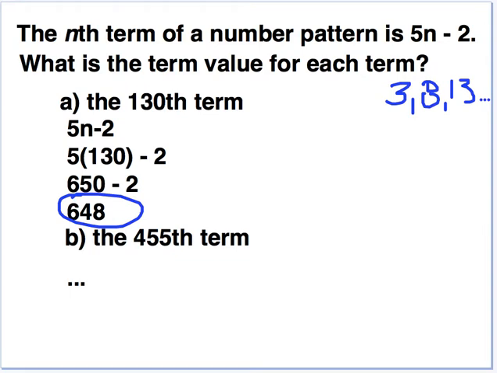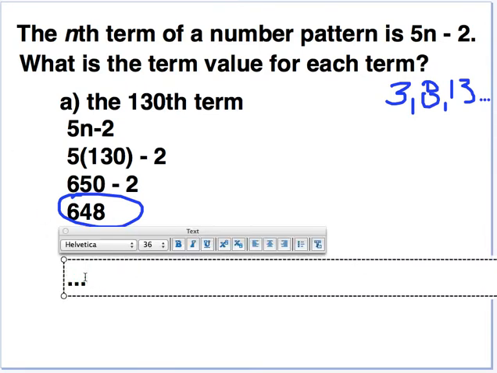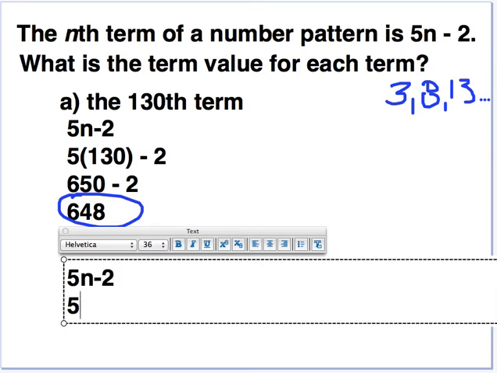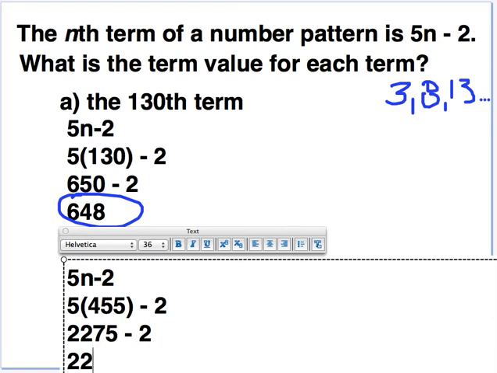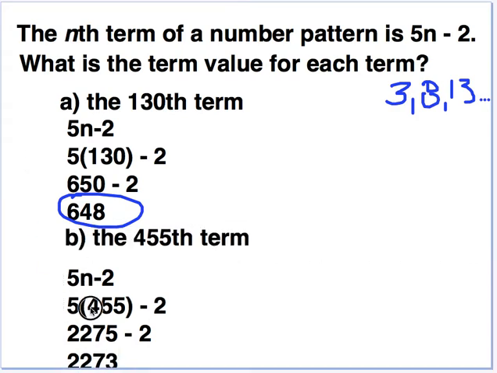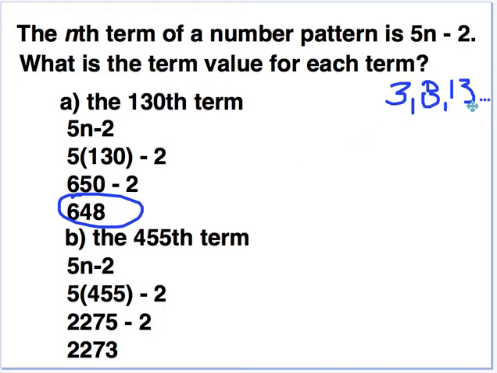Even more ridiculous, what if they ask, what is the 455th term? So you rewrite the expression, 5n minus 2. You replace your n with the number he's asking for, 455, minus 2. 5 times 455, I think it's like 2275. 2275 minus 2. And notice how I write minus 2 every single time. So similarly, if you look at this number series, 3, 8, 13, and so on, the 455th value within that line would be 2273.